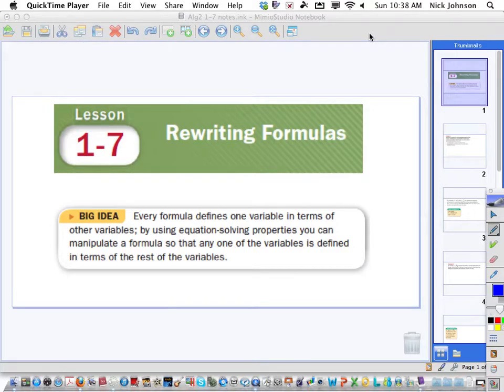1-7, rewriting formulas. Every formula defines one variable in terms of other variables. By using equation solving properties, you can manipulate a formula so that any one of the variables is defined in terms of the rest of the variables. So just because it's solved for volume does not mean you can't take a formula and solve it for height, per se. And that's what we are doing today.